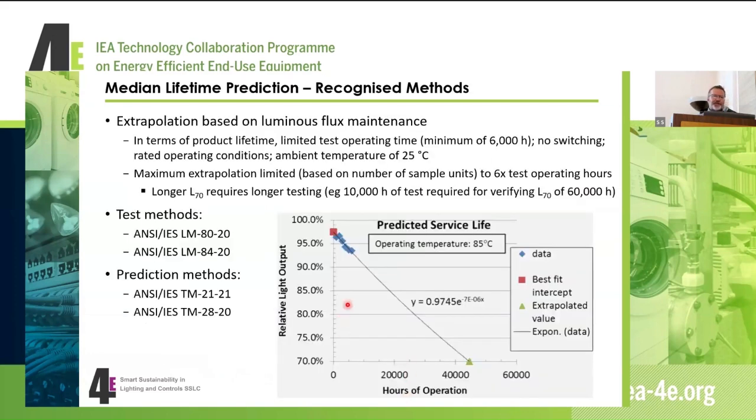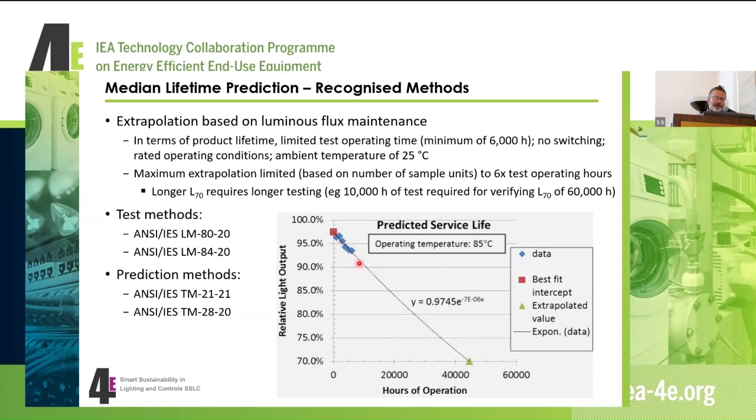The LM80 test method is, if you like, the gold standard, but it is still a significant test time. We need up to 6,000 hours of testing as a minimum. With that, there is no switching, but we take a measurement after every 1,000 hours and we plot that. So we end up with our 7 measurements, from the initial and then each 1,000 hours after that. That gives us enough information that we can then extrapolate down to a 70% lumen output of the product from its initial output, and that will be deemed to be the lifetime of the product.